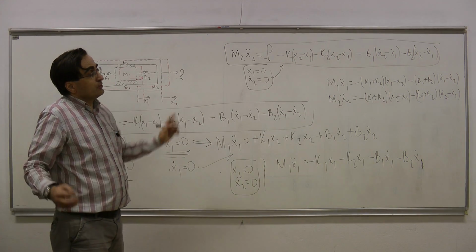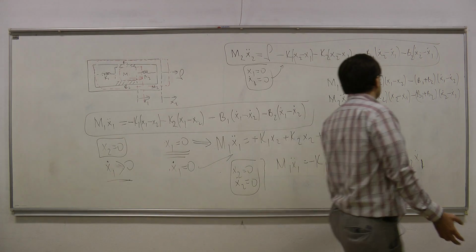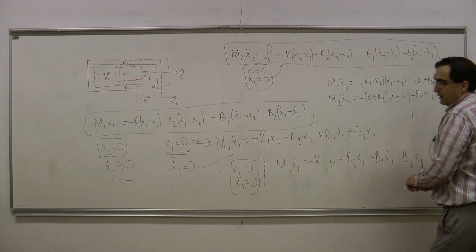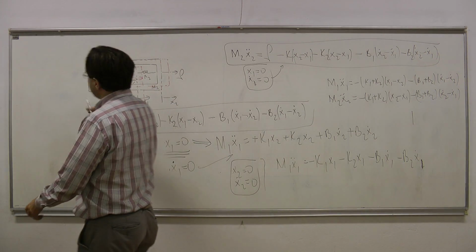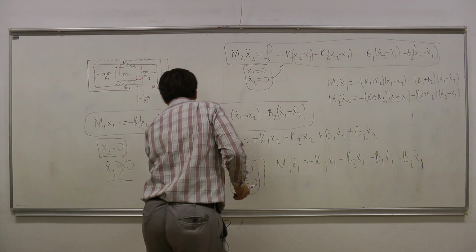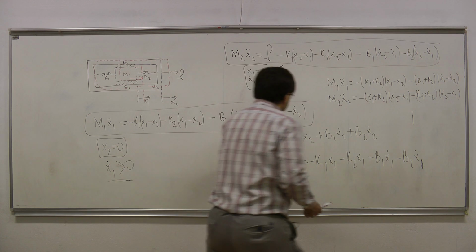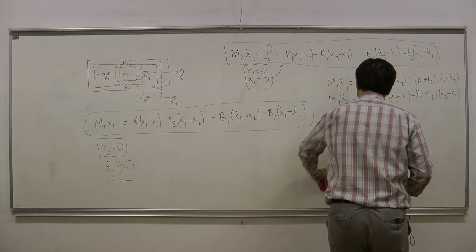So I have these two equivalent equations here. But what are these equations? If instead of such a complicated system, I only have the following simpler system, I would get exactly the same equations. Okay?